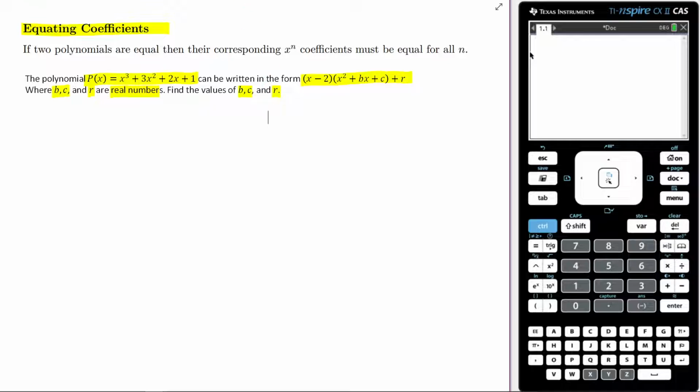Okay, so what are we told here? Well, we're told that this is equal to this, right? Because this can just be written in a different form. So let's begin by writing that out. We know that x cubed plus 3x squared plus 2x plus 1 is equal to x minus 2, x squared plus bx plus c plus r.